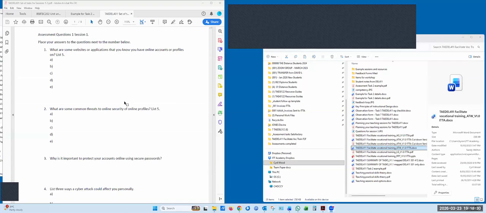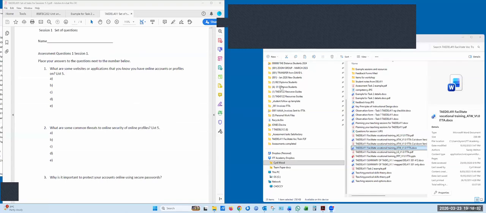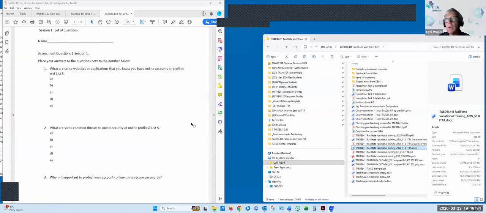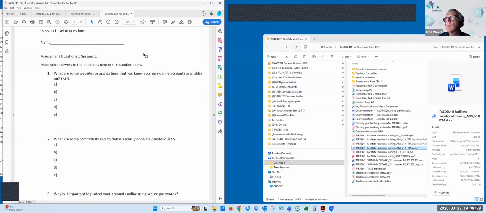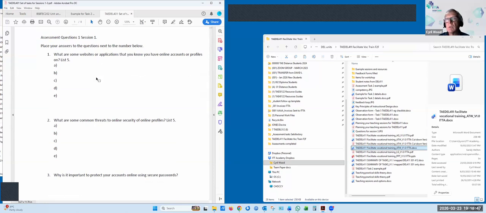So, can you see that? Not really. Oh, yeah. You can see just a blank sheet of paper. It says session 1 set of questions, name, so on. Yeah, I can see.